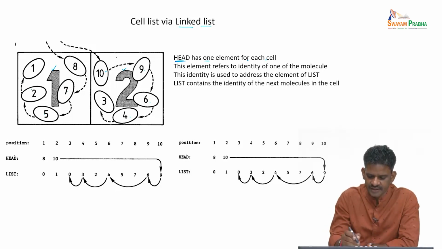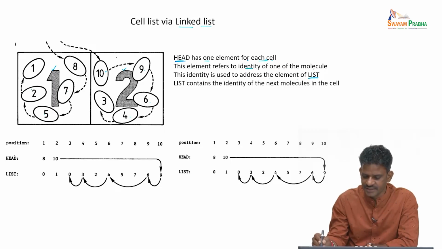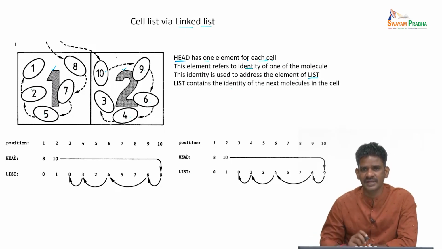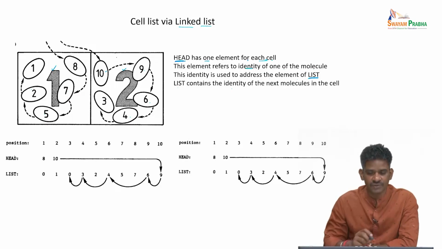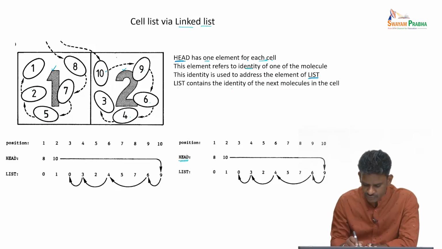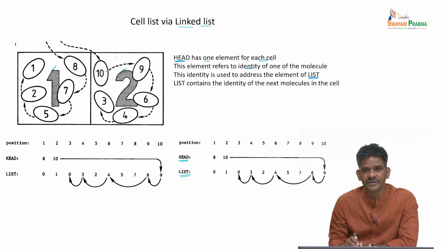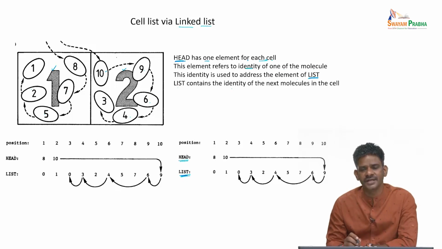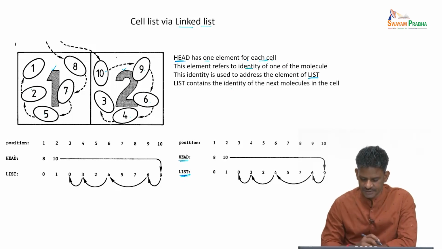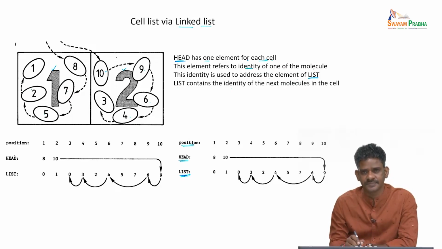So, we have a head that refers to the first element of each cell, and this tells you the identity of one of the molecules in this cell. This identity can be used to address an element of another array called list, and the list contains the identity of the next molecule in the cell. This is basically a simple linked list algorithm. It works on the basis of 2 arrays. One is the head, which has an element for each cell in the system, and the list contains the information of the molecules in each of those cells, and here position is the array index.